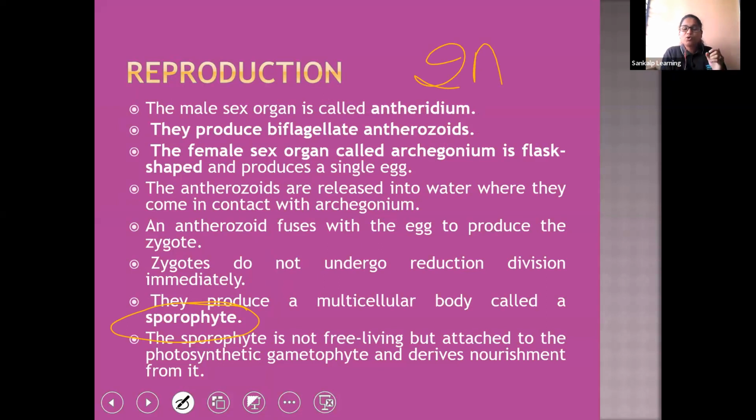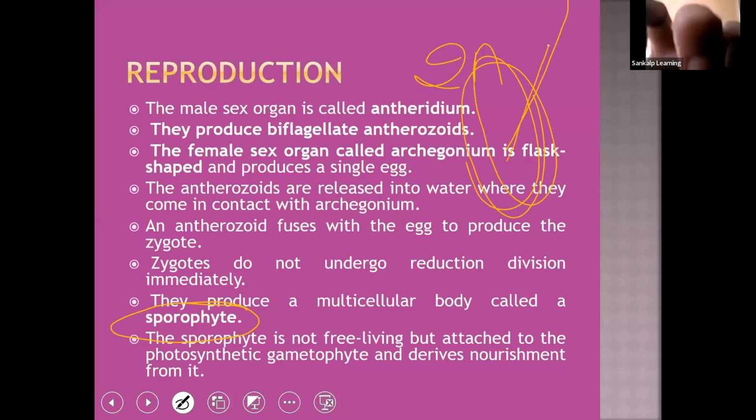Next, the sporophyte is not free living. If this is a gametophyte, the sporophyte will grow on this. The sporophyte will grow on the gametophyte itself. So this sporophyte will be dependent on the gametophyte for its nutrition.